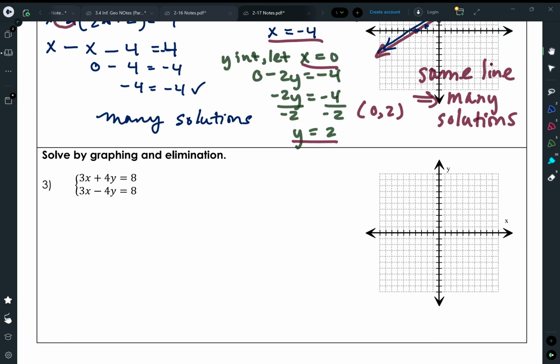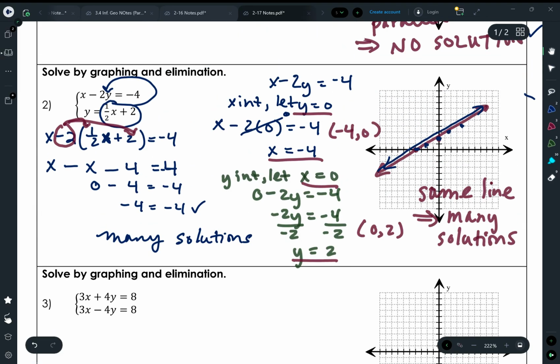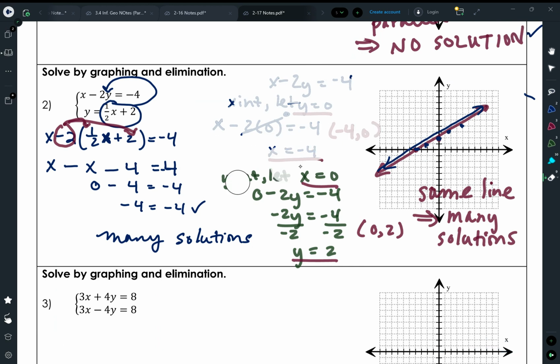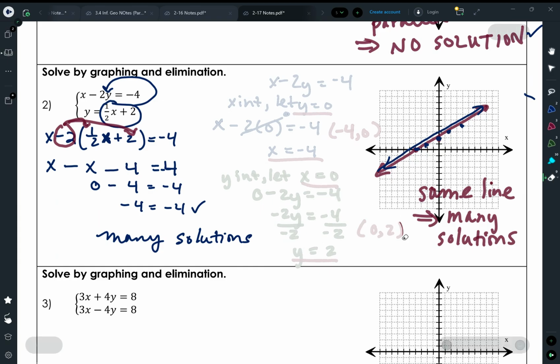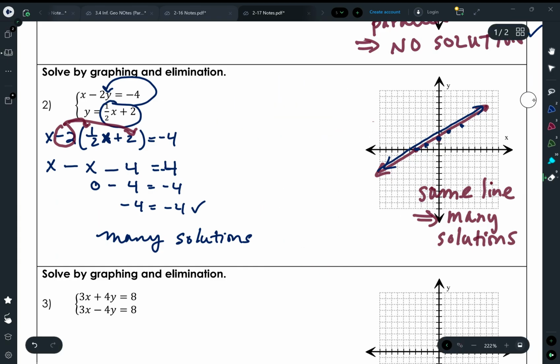So last one, it's to solve by graphing and elimination. And just to add one more connection, when we look at these two equations, we ended up with the same slope and the same y-intercept. And maybe that's not easy to see. So I think what we're going to do is take this first equation here where we found the x and y-intercept, and instead think about what if we had solved that for y instead, just to prove that they're really the same equation.